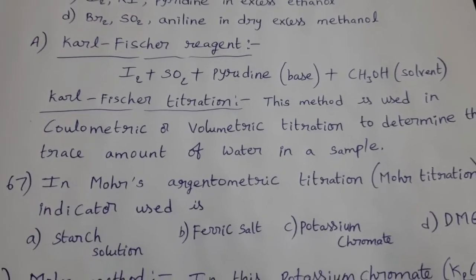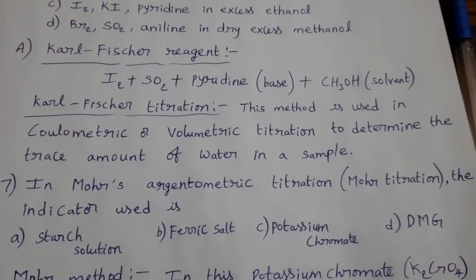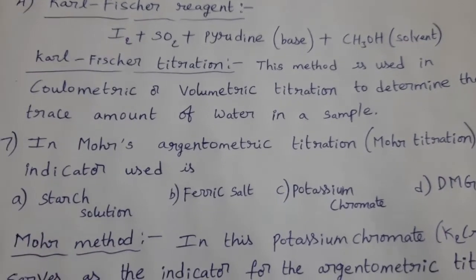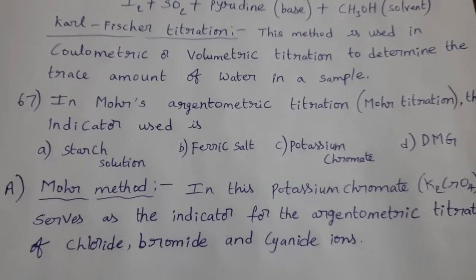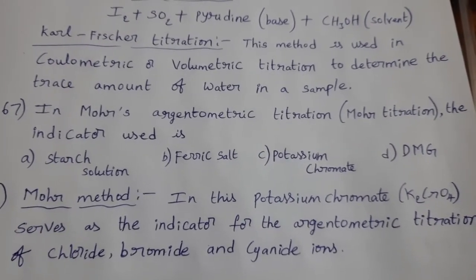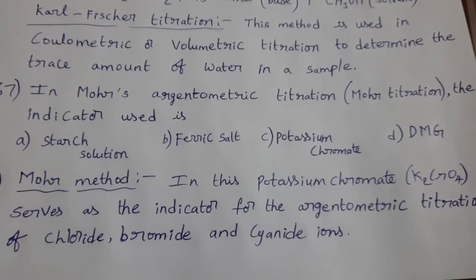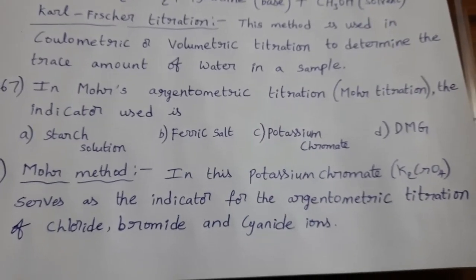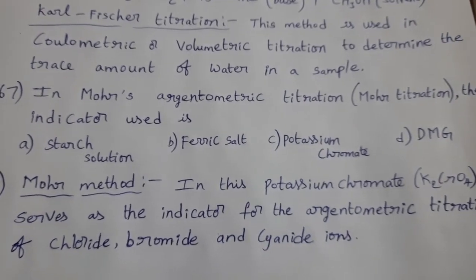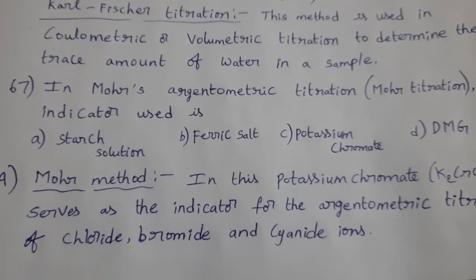Next, in Mohr argentometric titration, also called Mohr titration, the indicator used is option C, potassium chromate. In this, potassium chromate, K2CrO4, serves as an indicator for the argentometric titration of chloride, bromide and cyanide ions. If chloride ion, bromide ion or cyanide ions are present in the given compound, then we can follow this Mohr titration.